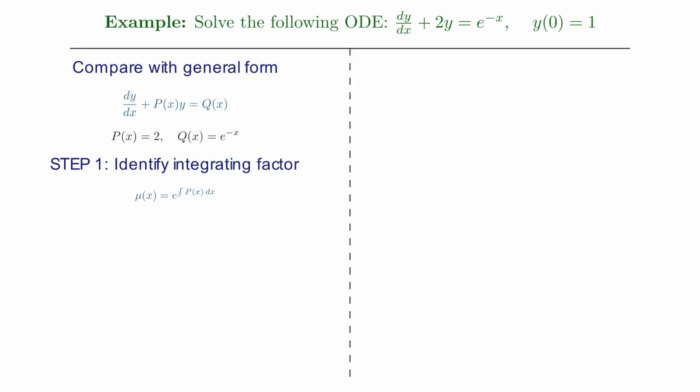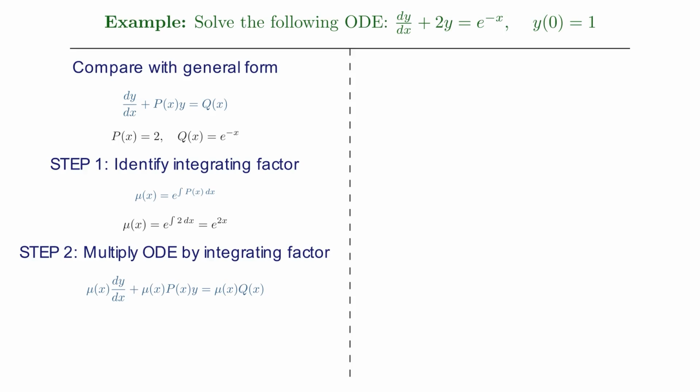Here we said that p(x) is 2, so our integrating factor is equal to e to the integral of 2 dx, which is equal to e^(2x). The next step is to multiply through by our integrating factor. So we multiply everything in that differential equation by the integrating factor mu(x).